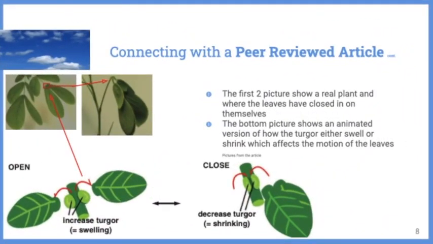From that same article, I was able to get some information on the place where the leaves close. The site is called a turgor. Whenever they swell, the leaves open, and whenever they shrink, the leaves close with them. The first two pictures show a real plant where the leaves have closed in on themselves, and the bottom picture shows an animated version of how the turgor either swells or shrinks, which affects the motion of the leaves.